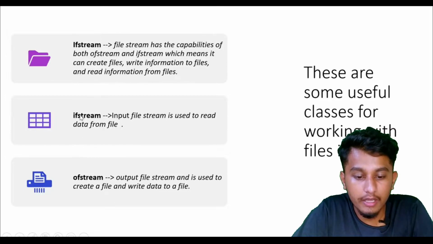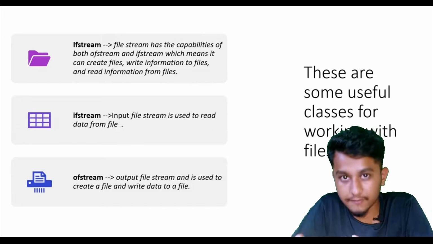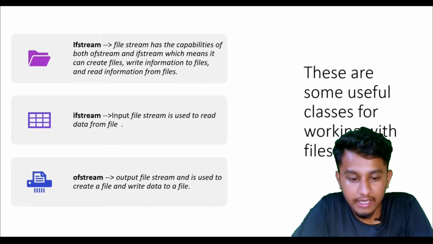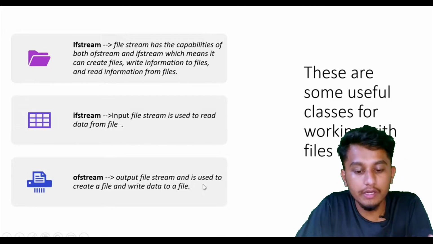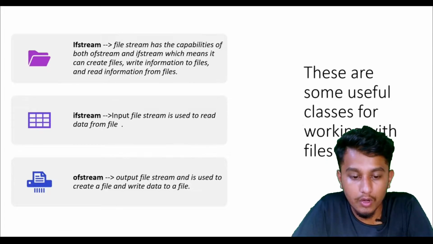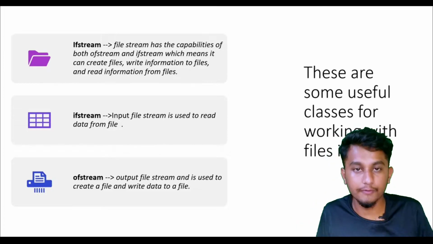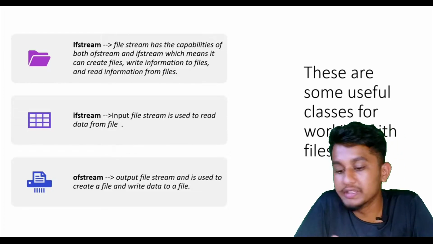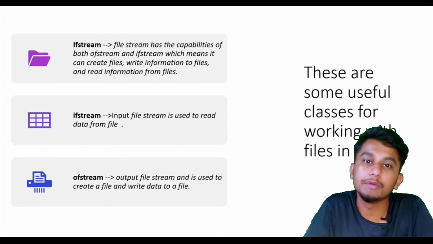In ifstream, the input file stream is used to read the data from a file. Okay, there is a small file where there is lots of data, right? So to read that data we will use ifstream. And in ofstream, the output file stream is used to create a file and write data to a file. If you know this concept, then you can easily write a program to create a file, read data from a file, or append data to a file. Everything about files you can do easily.